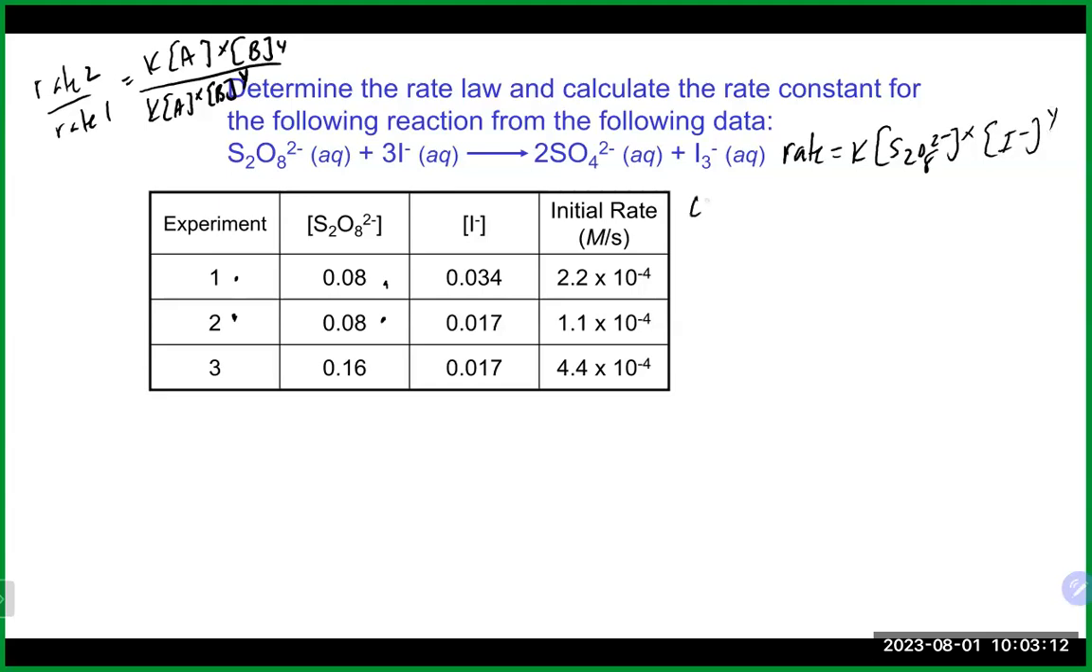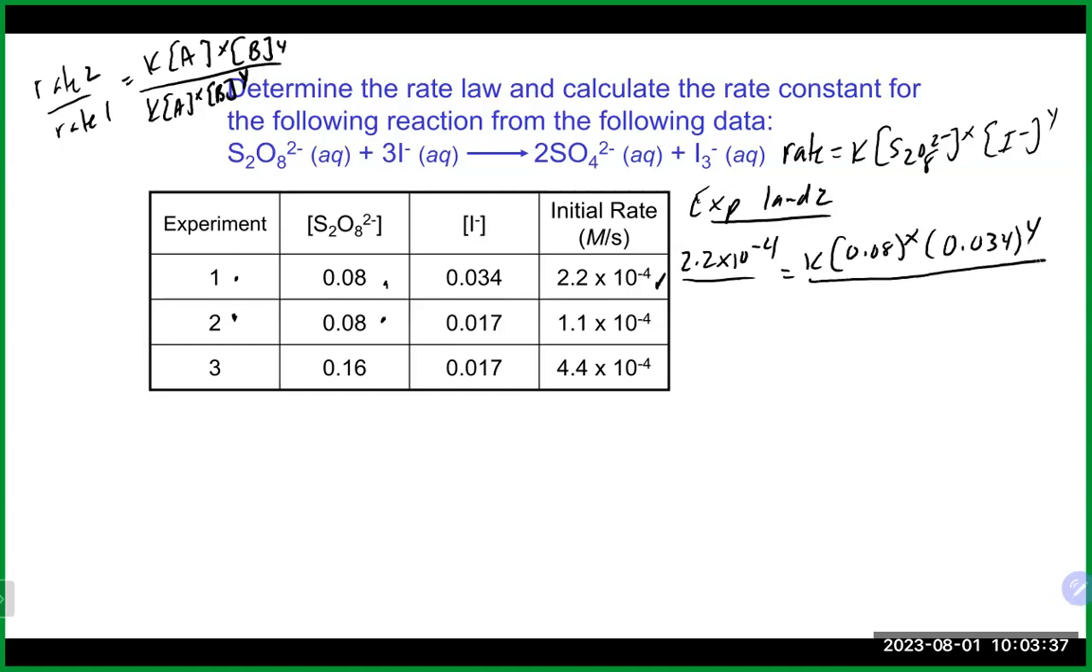So looking at experiments 1 and 2, I'm going to choose the larger rate to put on top so I get a little bit more of whole numbers. So I'm going to put everything from experiment 1 on top. That's going to be 2.2 times 10 to the minus 4 equals K times 0.08 to the X and 0.034 to the Y. I'm then going to put everything from experiment 2 on the bottom. That gives me 1.1 times 10 to the minus 4, K, 0.08 and 0.017 to the Y.